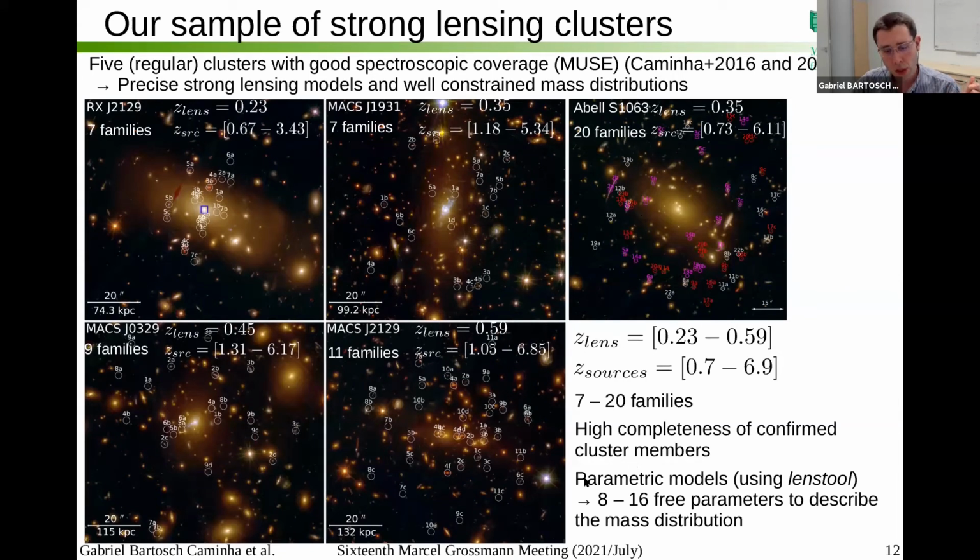We use the parametric approach. We use the Lenstool to model, and the strong lens model of the mass distribution is explained in these 2 publications. We need a relatively low number of free parameters to describe the mass distribution. And of course, we are adding on top of these free parameters the cosmological parameters.